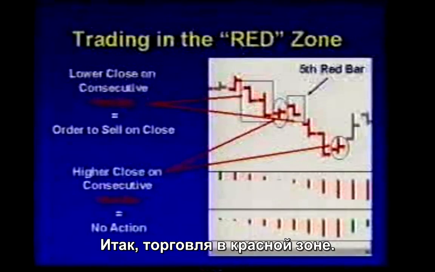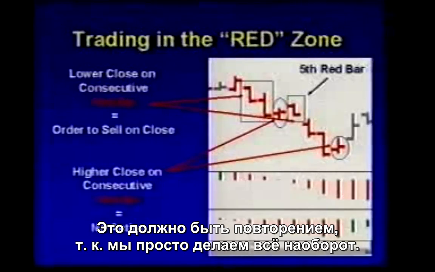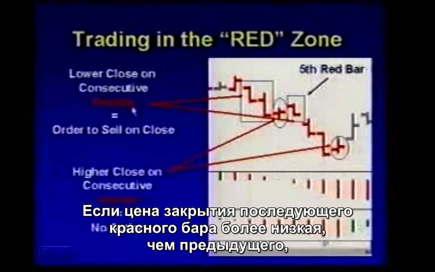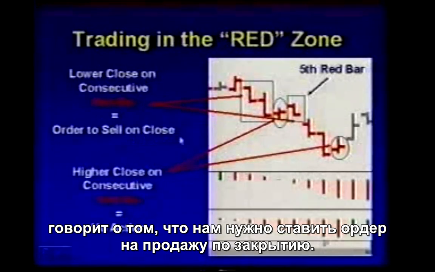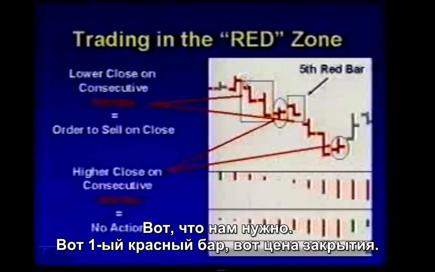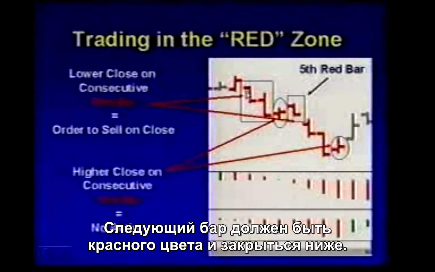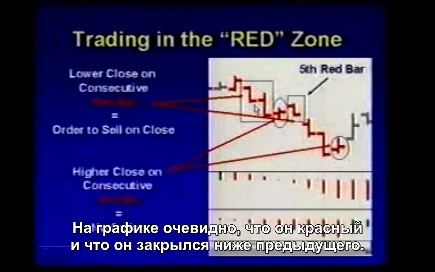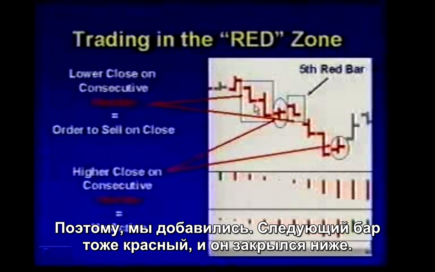Now, trading in the red zone, this should be just a little bit of review because we're going in the opposite now. Lower close on consecutive red bar equals an order to sell on the close. So what we're looking for, here's the first one. Here's your red bar, there's your close. The next bar must be red and close lower. Well, it's very obvious that that is red and that it closed lower, so we add it on. Next bar is red and it closes lower.